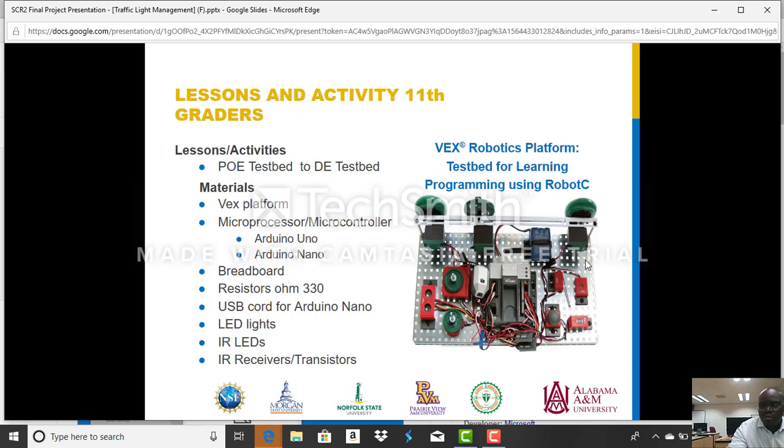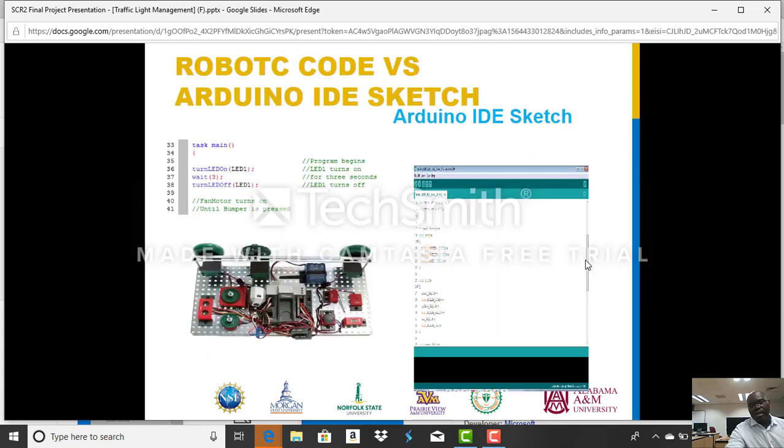And so we are going to apply the same test bed, but instead of using the Cortex as the microprocessor, the students will be able to use either Arduino Uno or Arduino Nano, and then be able to write simple codes for those different input and output components that we have on the same VEX platform. And so this will give the students the opportunity to learn a different platform and how to code.